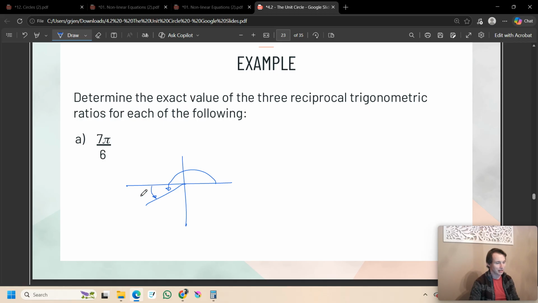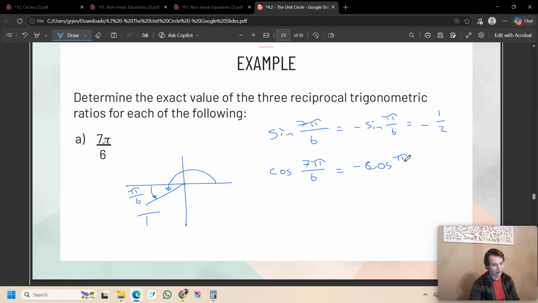That's pi on 6 as my related acute angle. CAST. Okay. But this one's positive.